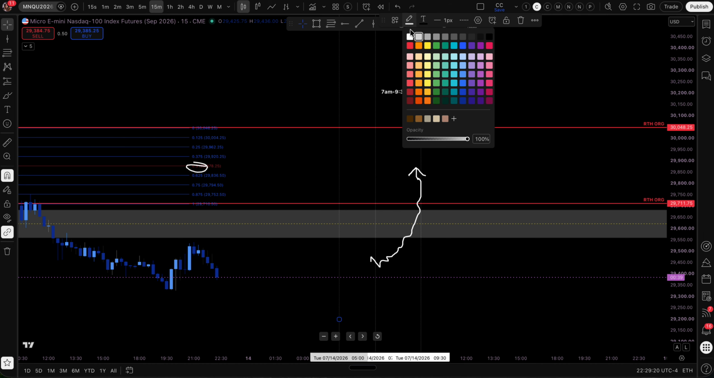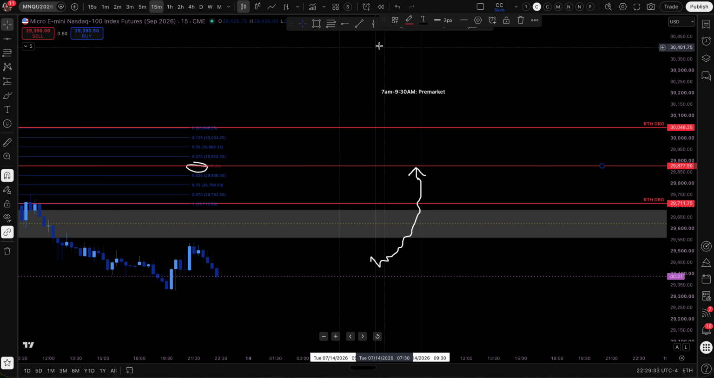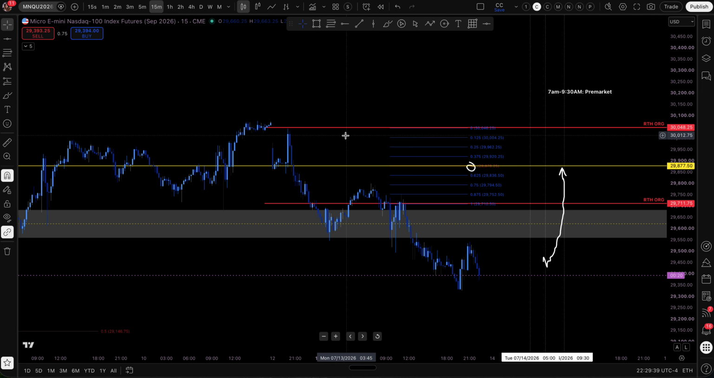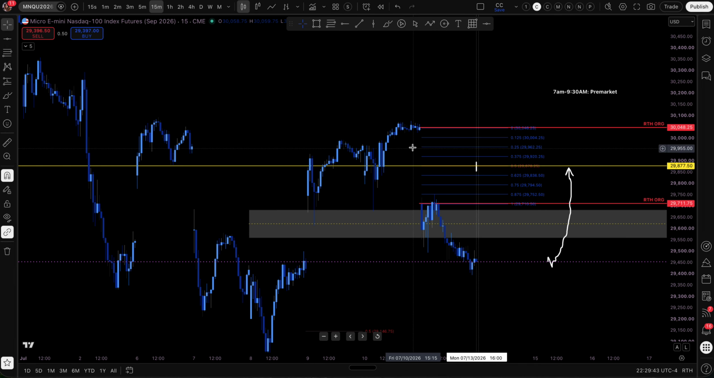I thought that was white. Let's draw, oh, I must have drawn a different line. Here we go. Yeah, that's the line I'm going to be looking to aim for. 50% of this gap that we noted that was on this Monday. From Sunday to Monday, I'm expecting price at 7 a.m. between 7 and 9:30 to come in to this and fill it up.